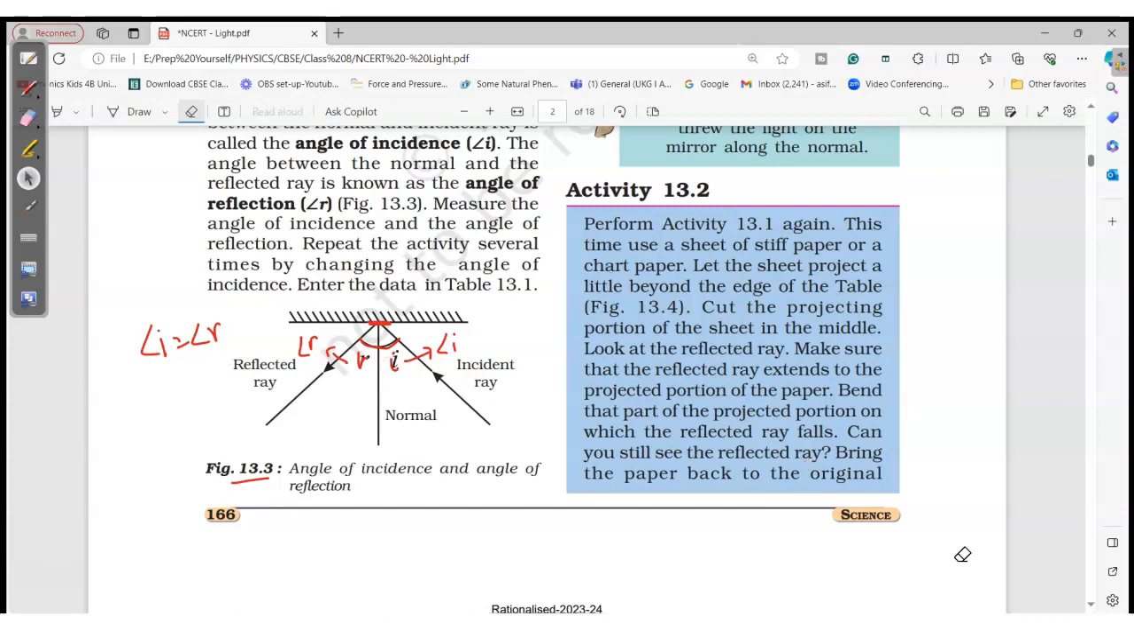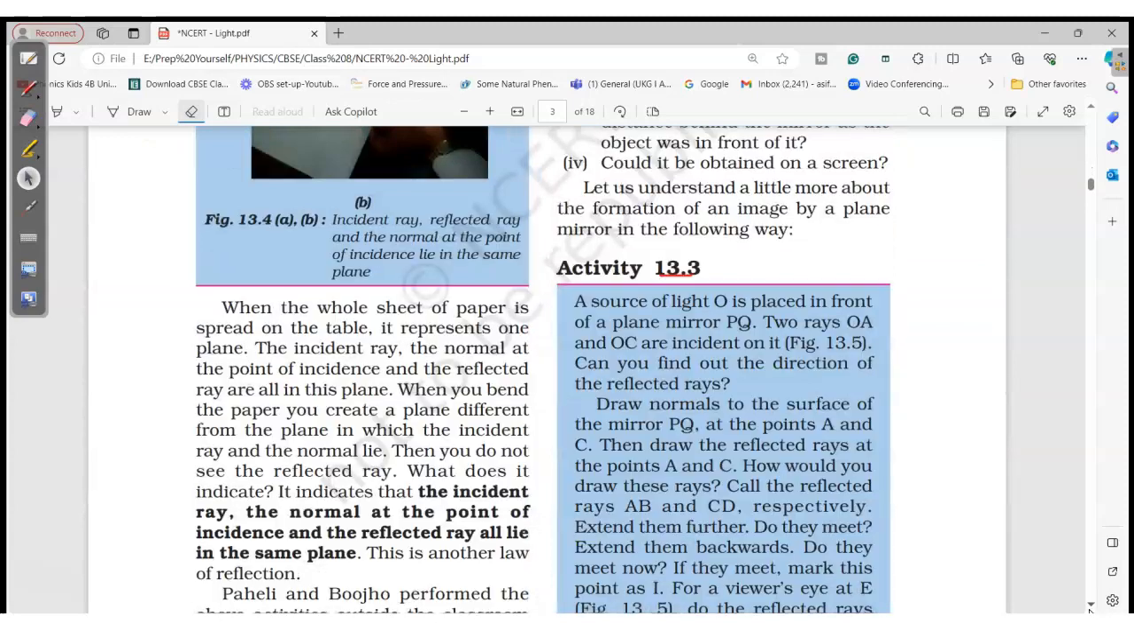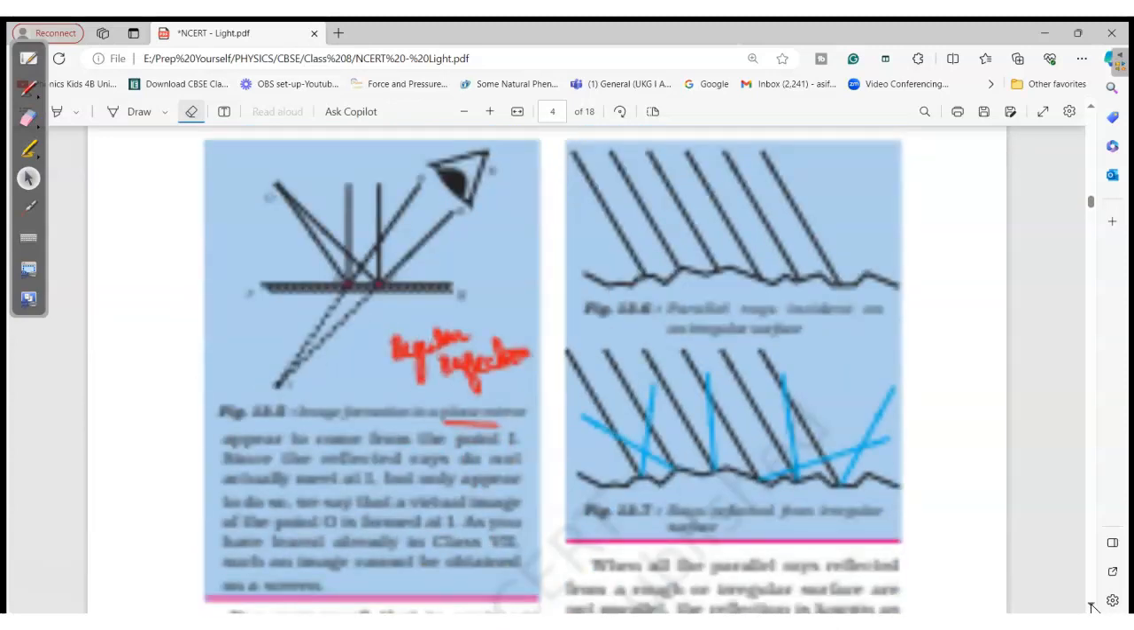Okay. Now we will see the book. We have already discussed regular and irregular reflection, right? So let us see in the book.